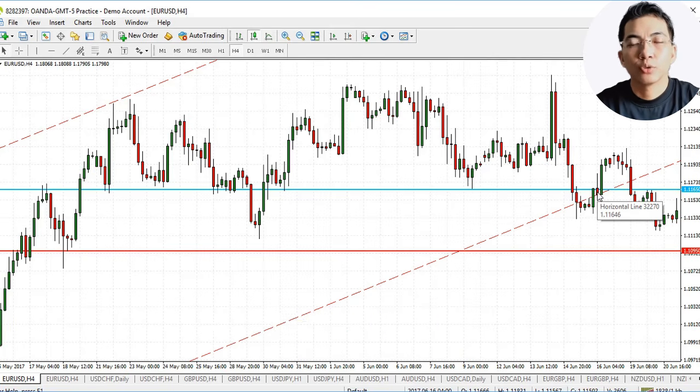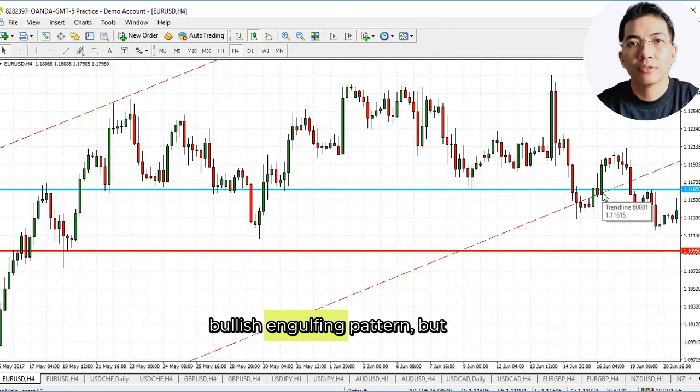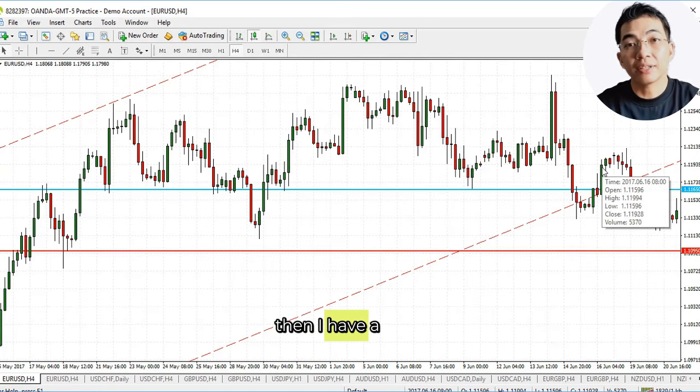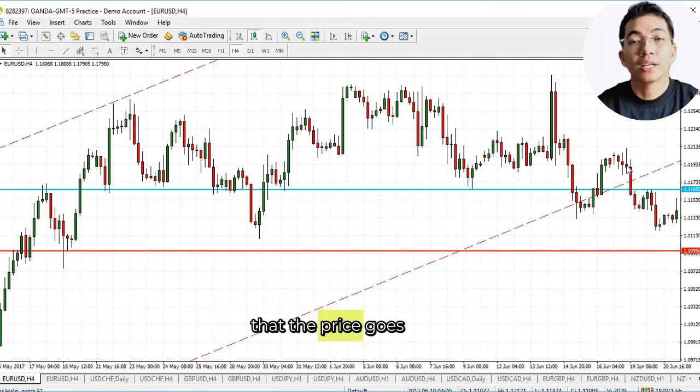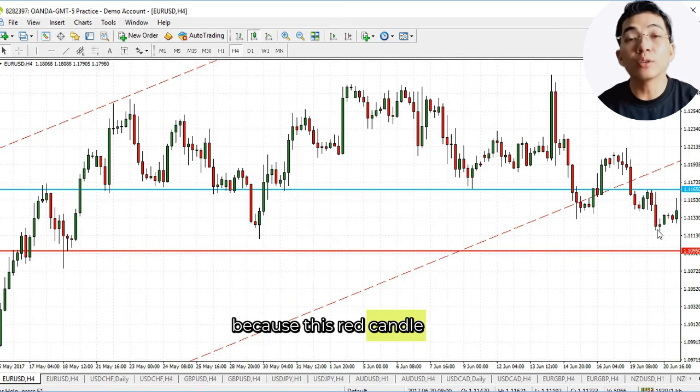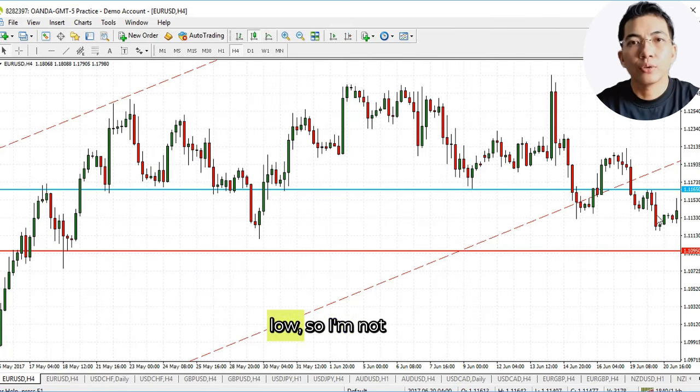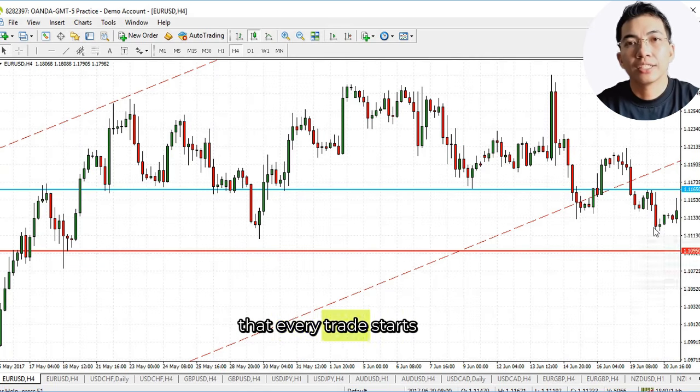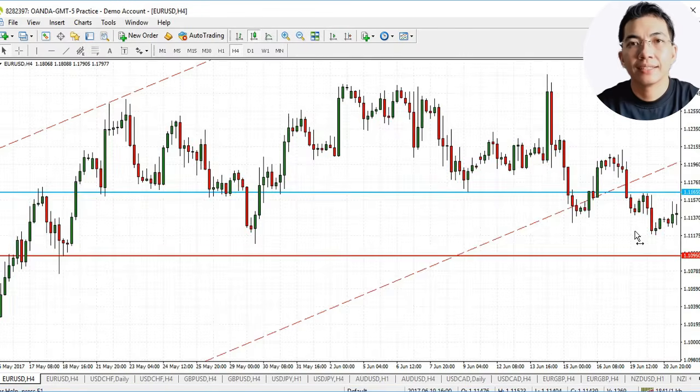I have a small red candle after the bullish engulfing pattern, but then I have a strong green candle that confirms that my trade is correct. Then I can see that the price goes back, and here I can start to be a bit worried, because this red candle goes below my last low, so I'm not very happy at this point of the trade. But I can't expect that every trade starts well, otherwise there's no need to set a stop loss.